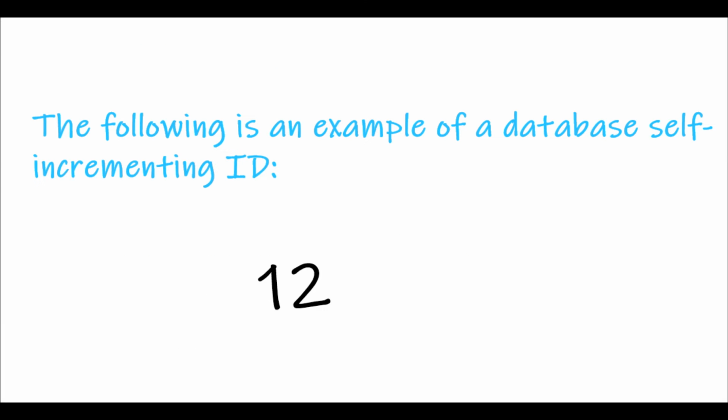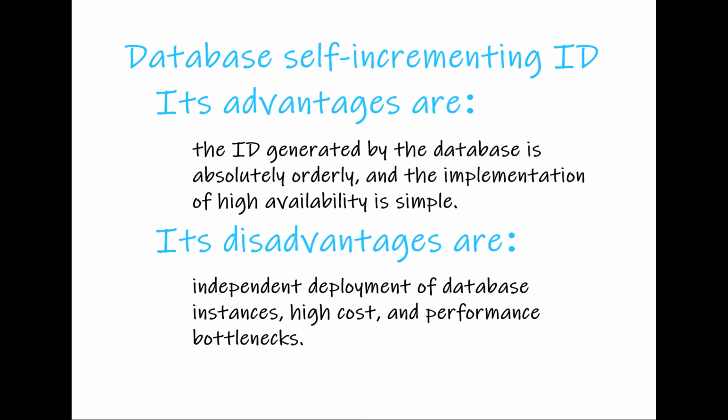Option 2. Database self-incrementing ID. The following is an example of a database self-incrementing ID. Its advantages are the ID generated by the database is absolutely orderly, and the implementation of high availability is simple. Its disadvantages are the need to independently deploy database instances, high cost, and performance bottlenecks.